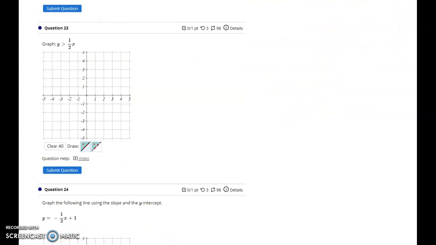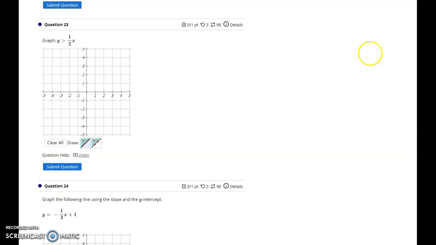Let's look at 23. We have y is greater than 1/2 x. So when we graph this first, we'll just graph y equals 1/2 x. Because this is solved for y, I would graph it using the y-intercept, or the slope-intercept method. So mx plus b. So m is the number in front of x, it's 1/2. This one looks a little weird though, right? And it's because there's no b.